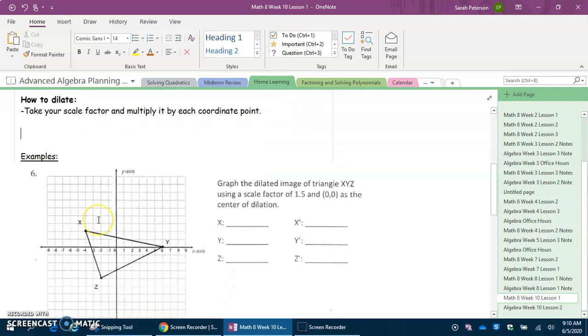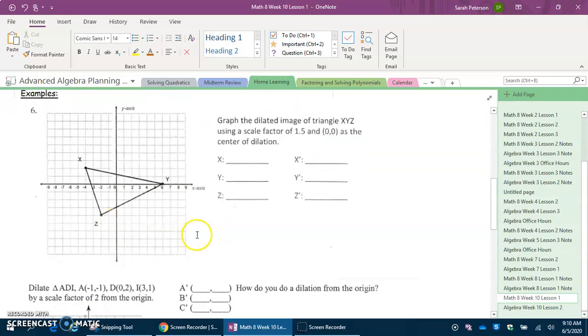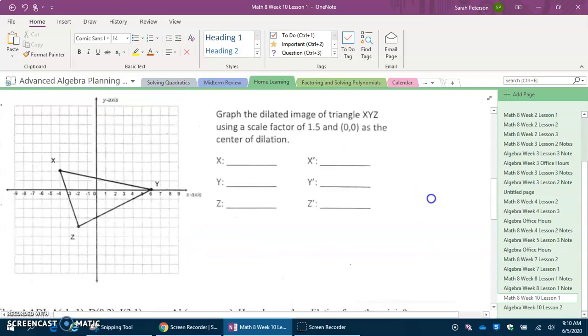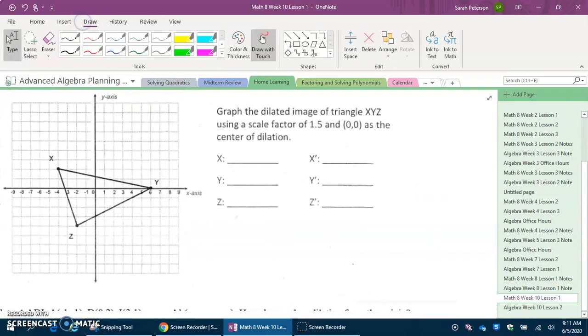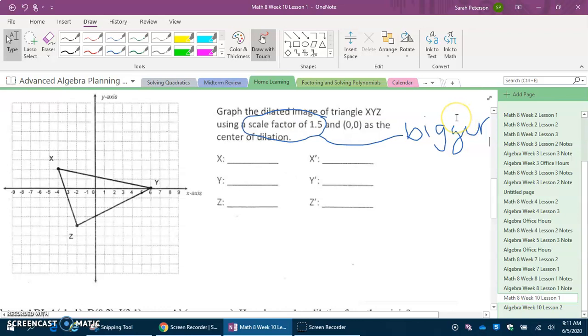Okay, so first we're going to look at example number 6. It says graph the dilated image of the triangle XYZ. So we see triangle XYZ, that's the pre-image if we're going back to our intro video, and it says using a scale factor of 1.5. So that means because that number is greater than 1, we can expect it to get bigger. Okay, and 0, 0 as the center of dilation, that's always going to be the case for Math 8. So I just want to make sure that's true, but I don't need to worry about it.